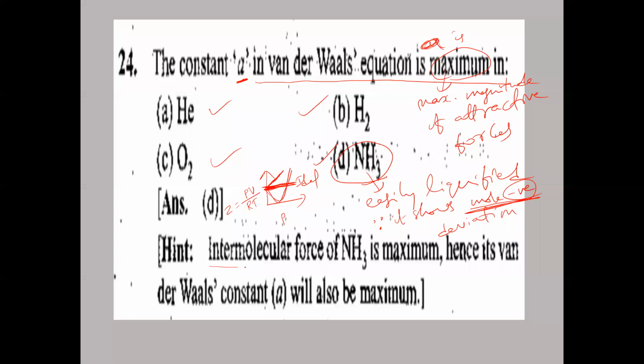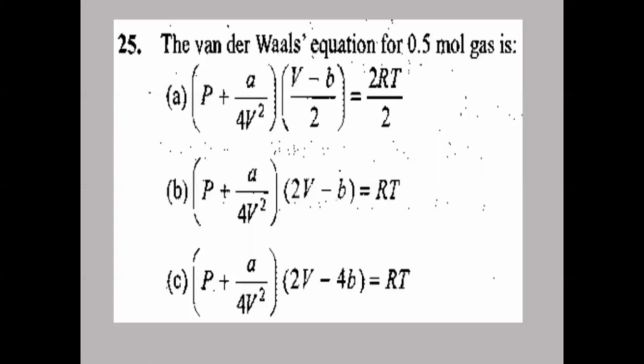So what hint is given? The intermolecular force of ammonia is maximum. That's why it can be easily converted into liquid. Hence, its van der Waals constant A will also be maximum. Theoretically, we have to remember all these things. Next, the van der Waals equation for 0.5 mole gas is what?